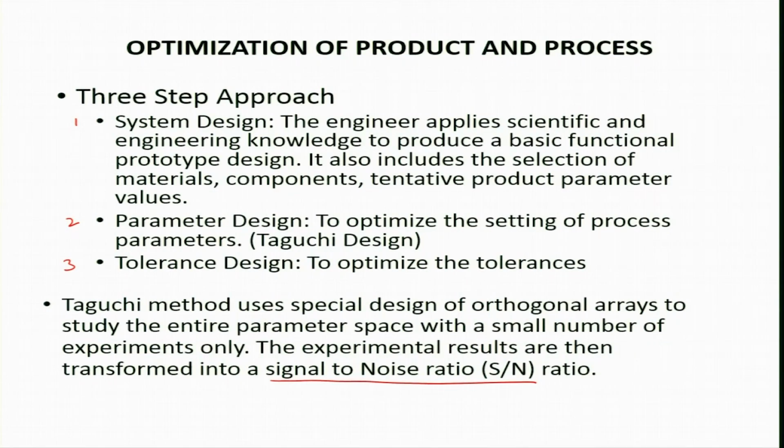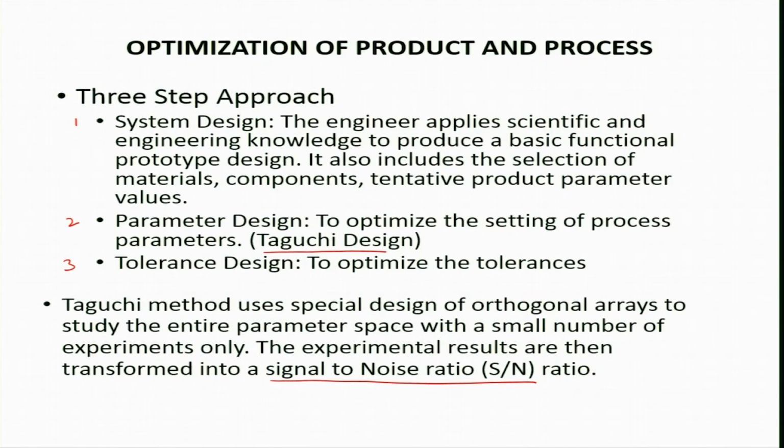At the second stage, you are designing the parameters. Here the optimization will come. Taguchi design of optimization will come here. Here we are optimizing the setting of process parameters so that my product has a good performance and is robust in nature. We will talk about robust in the next slide.